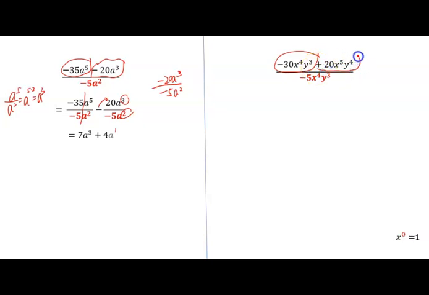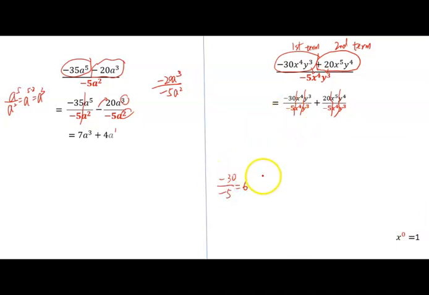Now the next example, we have our first item, negative 30x^4y^3, and the second item, this time positive, positive 20x^5y^4. First of all, you have to take the first term and the second term, and divide each of them by the same bottom. When we divide number by number, variable by variable, we have to do 6 divisions. Negative 30 divided by negative 5 is positive 6. And x^4 divided by x^4. You can use the formula to get 4 minus 4, that's x^0, but x^0 is 1.